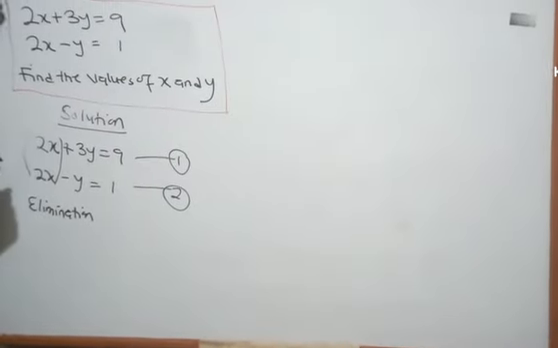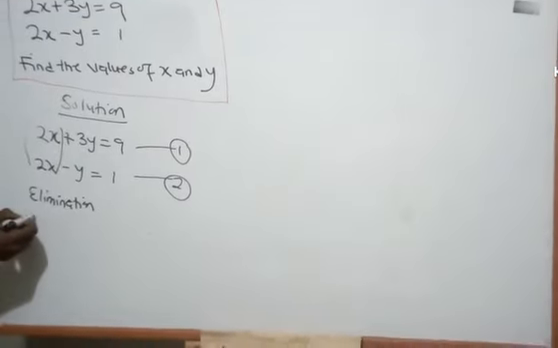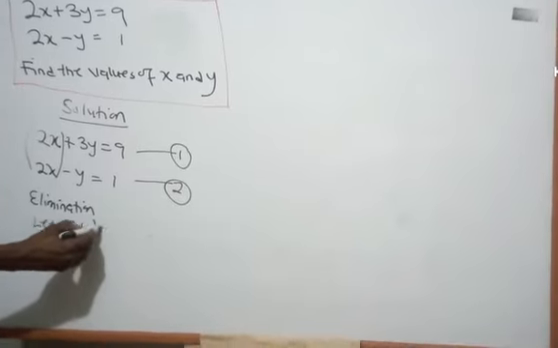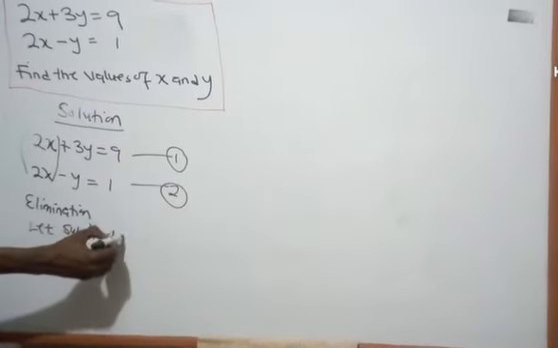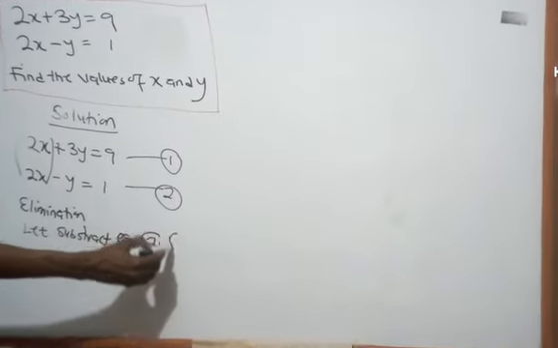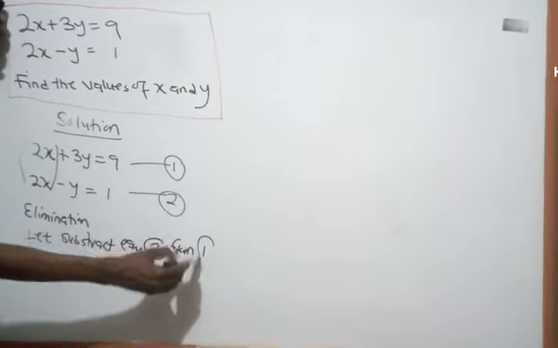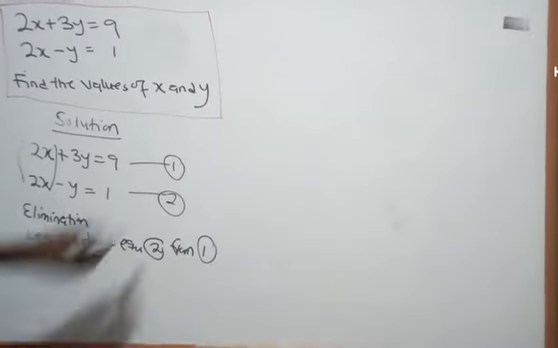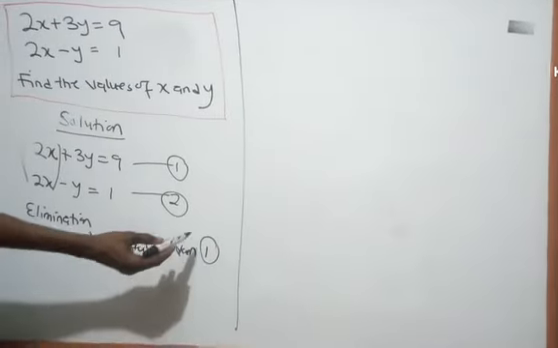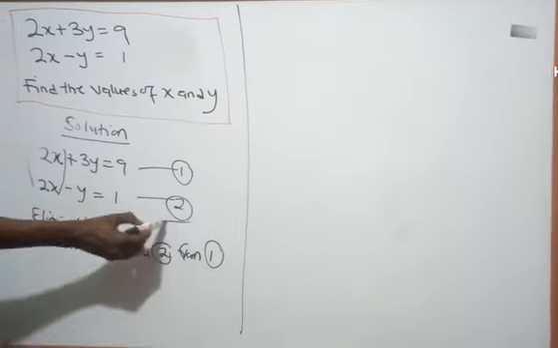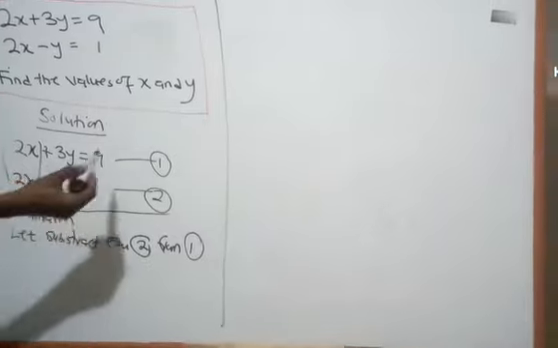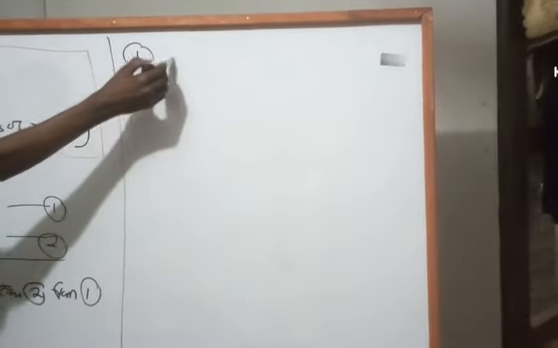So here we can say, let's subtract equation 2 from equation 1, right? Let's subtract equation 2 from equation 1, meaning let's subtract this equation from this one. So by so doing, we will have equation 1 minus equation 2.